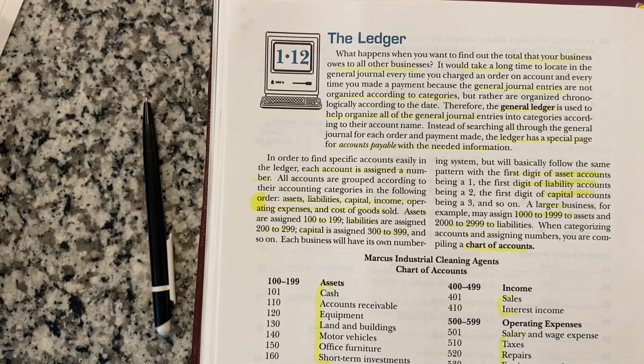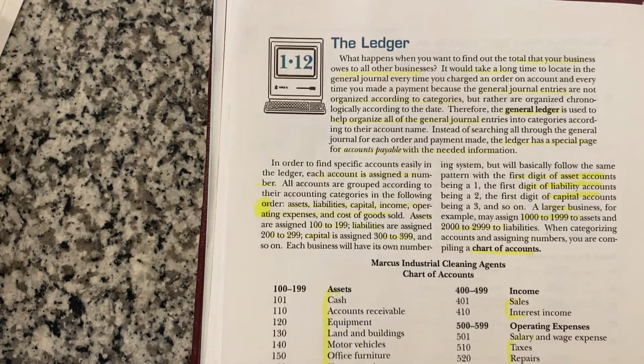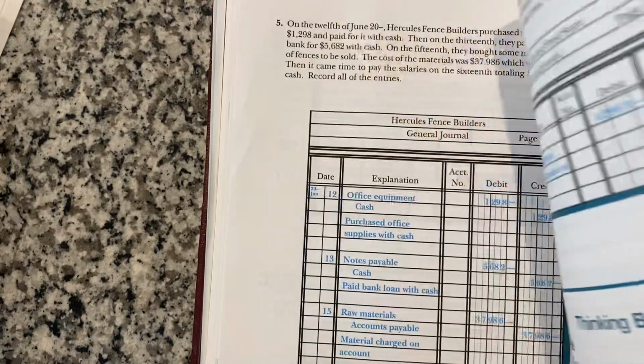So we're in your business math, chapter 1, section 12, and we're going to be talking about the ledger. This is the last section before we go into your quizzes and tests. So the ledger. We just went over the general journals.